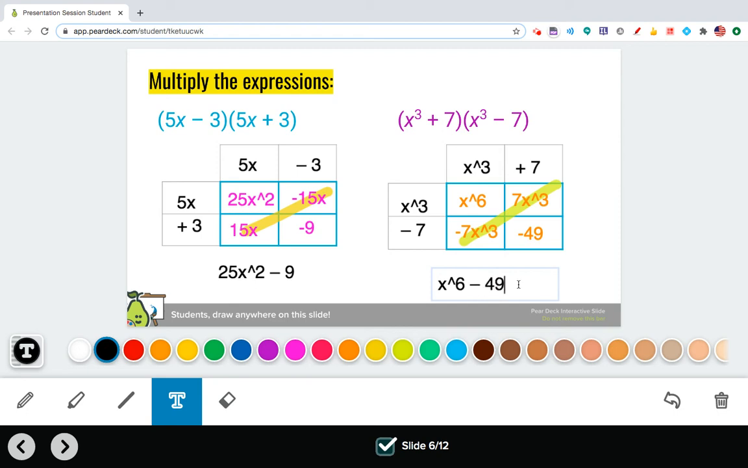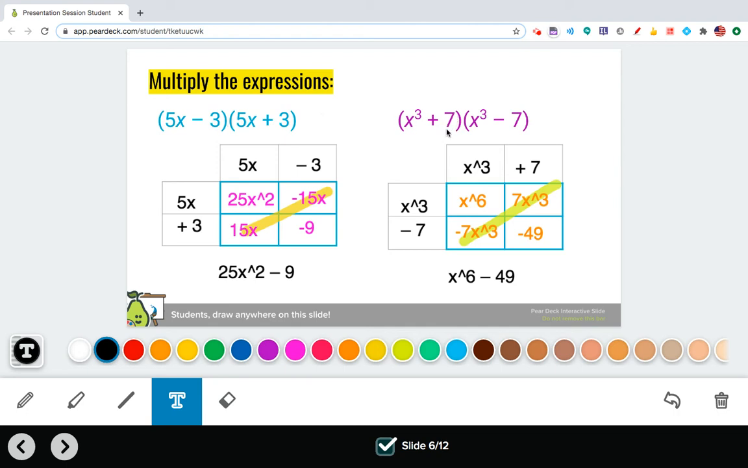Okay, so this is where I always ask students to stop and pause and notice something interesting about the examples. So I hope that somebody noticed that you are multiplying in essence the same binomial, right? They're identical, except one has a minus and one has a plus.